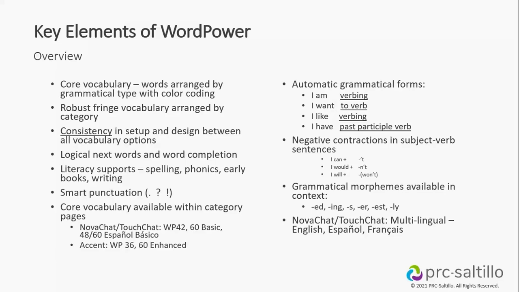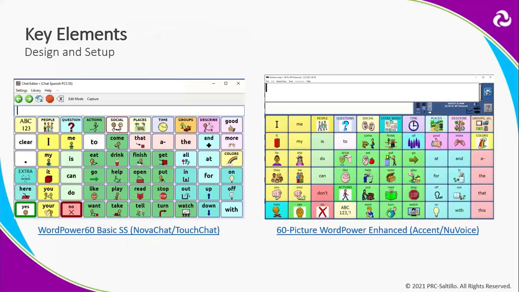And then the programs are multilingual. So now there's 3 Spanish files, and I'm working on a 4th, and I will be showing that. And then 2 French files. So on the left, you'll see a screenshot of WordPower 60 Basic for Saltillo, and on the right, you'll see the WordPower 60 Enhanced for the Accent New Voice software.